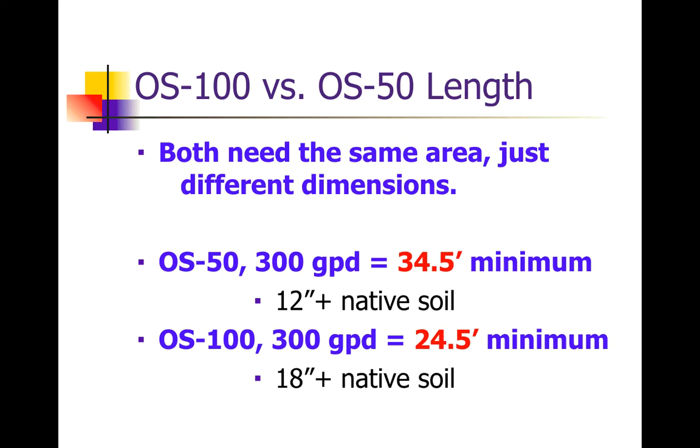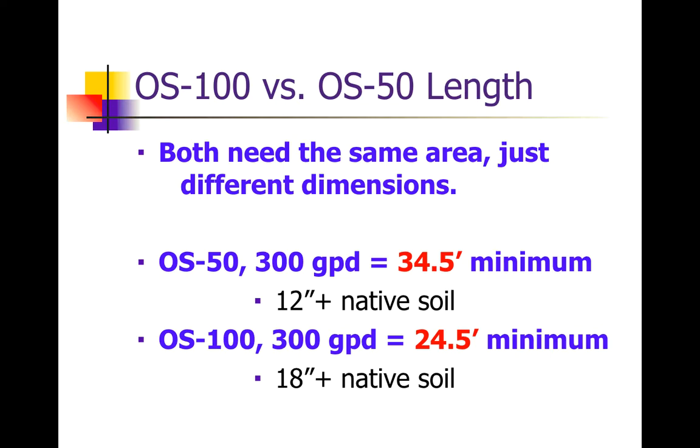Now, both the OS50 and the OS100, regardless of the coils that are used, you're going to have to design for the same basal area, but the dimensions will be different. For instance, looking at using the OS50 on a 300 gallon a day design flow, the minimum length of the basal area is going to be just under 35 feet, and we can use the OS50 in as little as 12 inches of native soil.